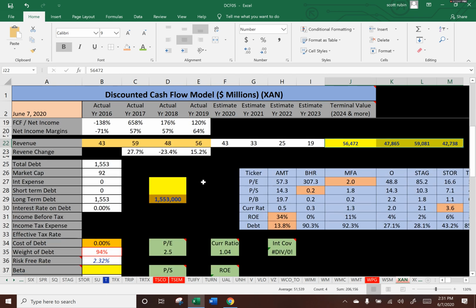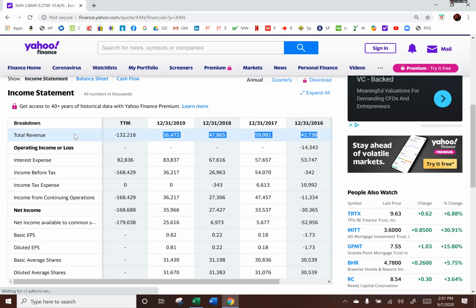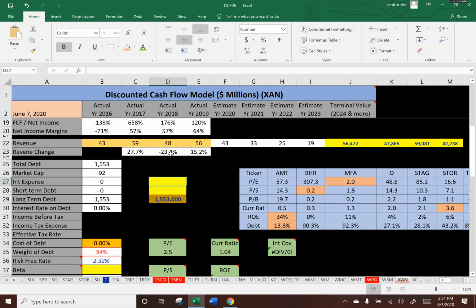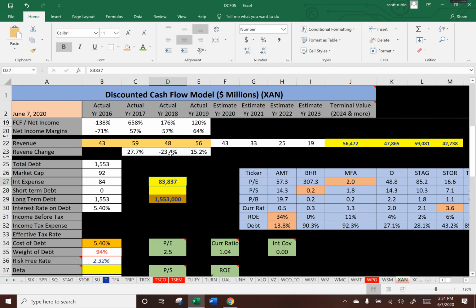So now that we have the financials in, the model has calculated the free cash flow. But we need the discount rate because every company has a different discount rate. And we have to figure out what their rate is so we can discount those cash flows and figure out what the value of the company is.